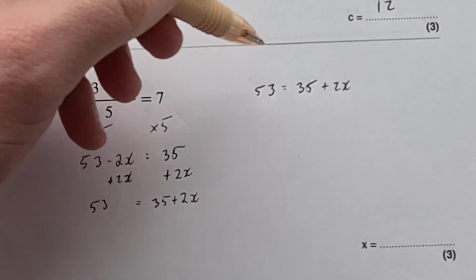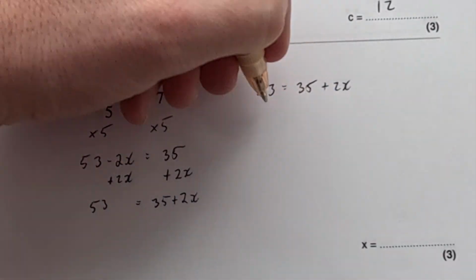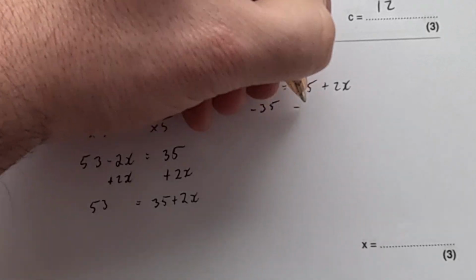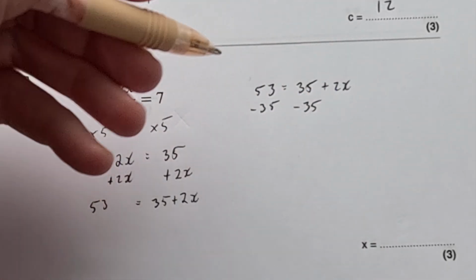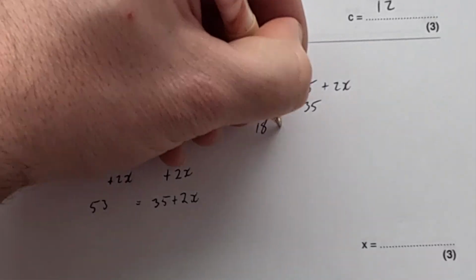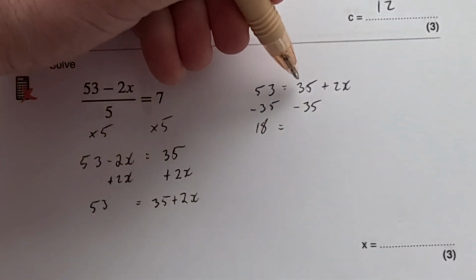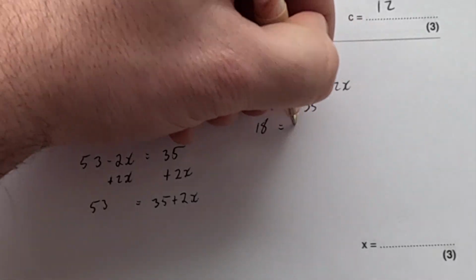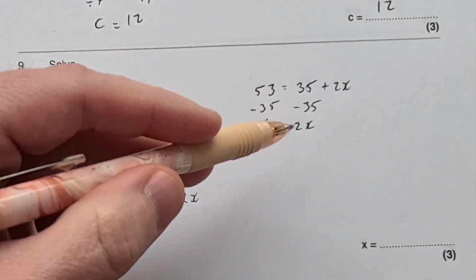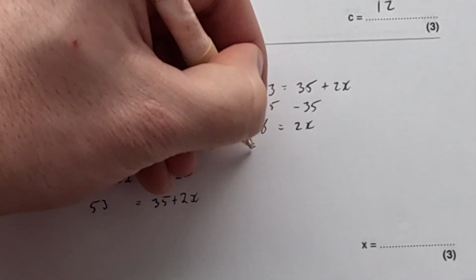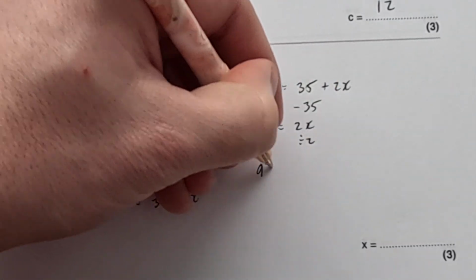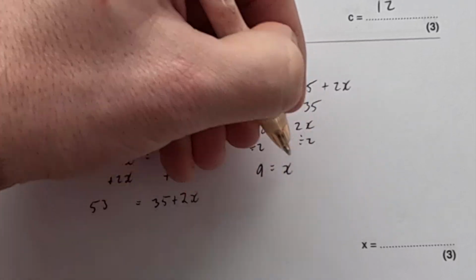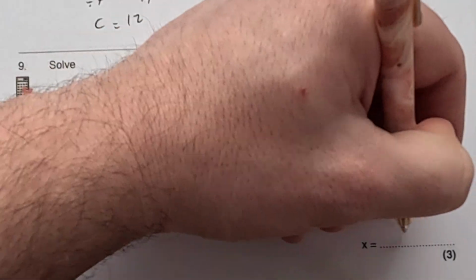We want to solve this equation, so let's take away 35 from both sides. So subtract 35 and subtract 35. 53 take away 35 is equal to 18, so we're going to have 18 on the left-hand side. And on the right-hand side, we're taking away 35 to get rid of the 35, so we'll just be left with 2x. And then finally, that's 2 times x, so we're going to divide both sides by 2. And 18 divided by 2 is 9. So we're going to get 9 is equal to x. That means that x is equal to 9, and that's it, so x is 9.